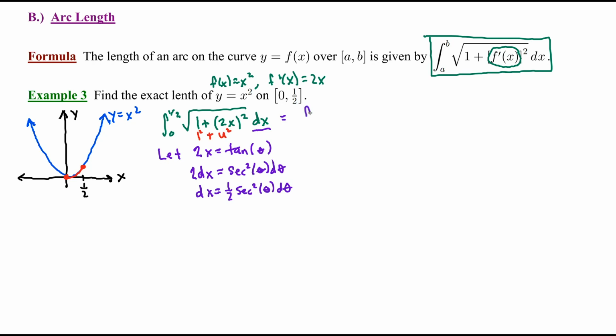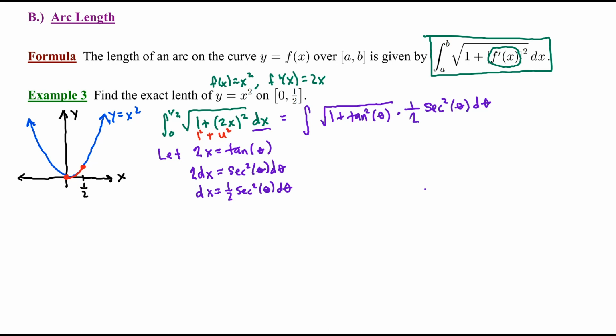Now for now, I'm going to hold off on the limits of integration and work on the integrand and the differential term. We have 1 plus the quantity 2x squared, and we know 2x represents tangent. So 2x quantity squared is tangent squared. And we're going to replace the dx term with 1/2 secant squared theta d theta.